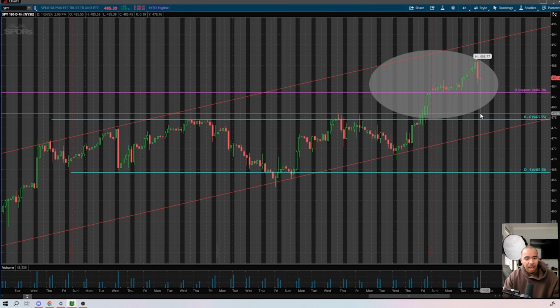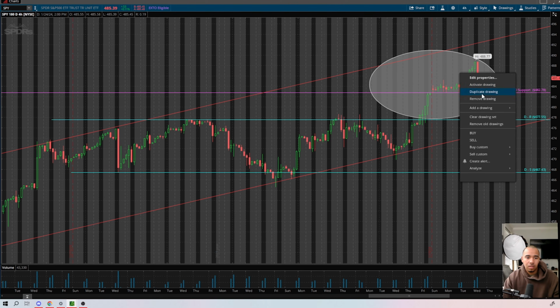You will have some type of activity that will happen as soon as you start to get to this 477 area, 477.55, because we had a previous resistance. So previous resistance turns into new support. So just know that. If we didn't have any of this right here, this would be our resistance line. Let's see here.